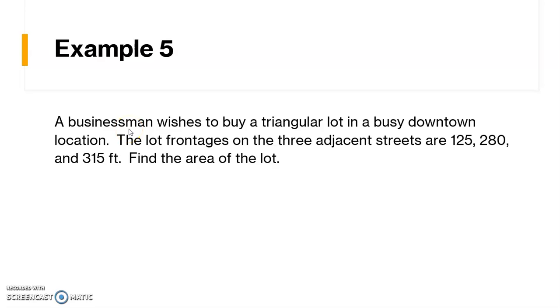So a businessman wishes to buy a triangular lot in a busy downtown location. The lot frontages on the 3 adjacent streets are 125, 280, and 315 feet. They want us to find the area of the lot. Now, the beautiful thing about Heron's formula is that you don't need the height of the triangle, which is often more difficult to find. So what you're going to do is first find the semi-perimeter of this lot that they have. So remember, you add them and divide by 2. Then take that number and put it into Heron's formula with these 3 side lengths and see if you can find the area. So pause the video and do that, and then press play to check your answer.